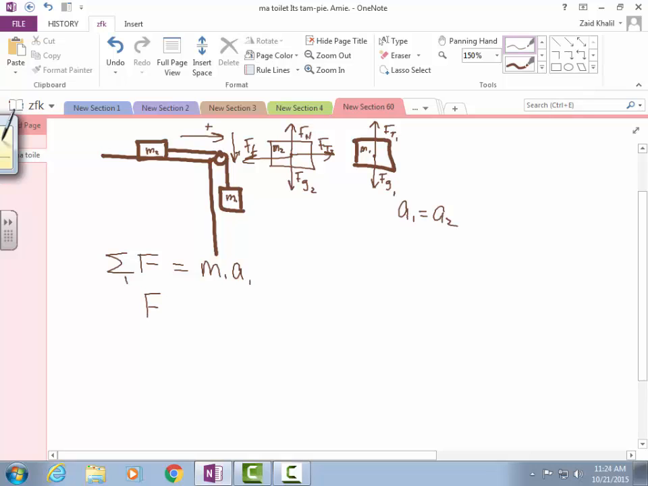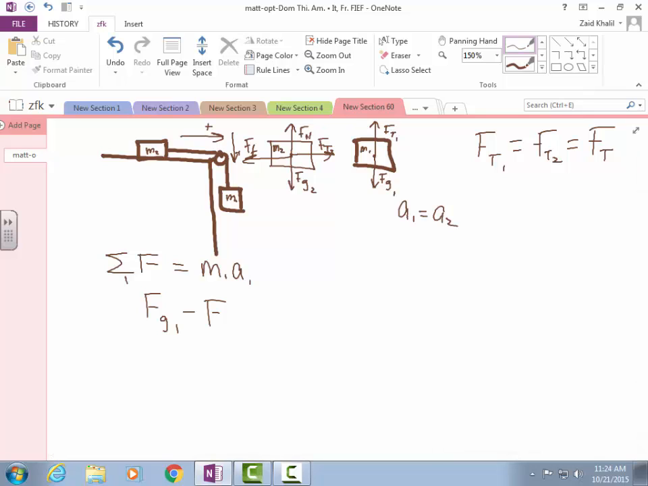That's Fg1 minus Ft. And little heads up, what can we say about Ft1 and Ft2? They're equal. Why? Why are they equal? What is this? What is this? Strings massless and pulleys massless. So, Fg1 minus Ft equals M1A1. And then what do we have for M2?